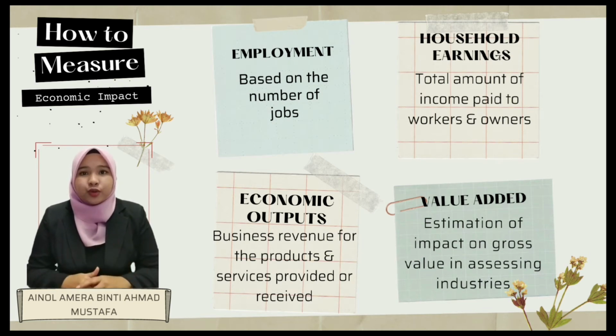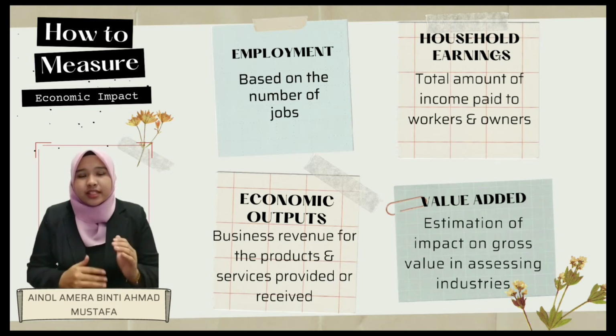If the company decided to shut down their operation, it might cause the workers to quit, which will cause a negative job impact. The second metric is household earnings. It is defined as the total amount of income paid to all workers and owners, including wages, salaries, employees' benefits, and business profits.